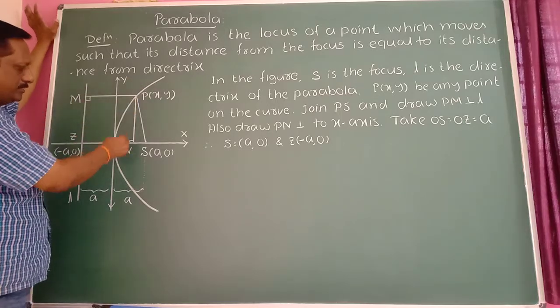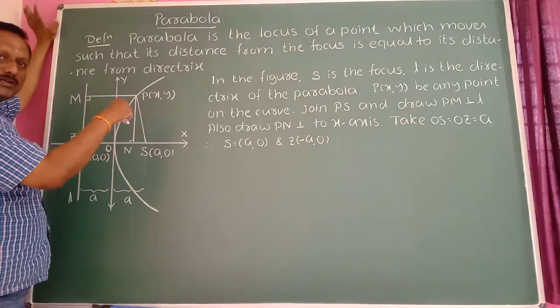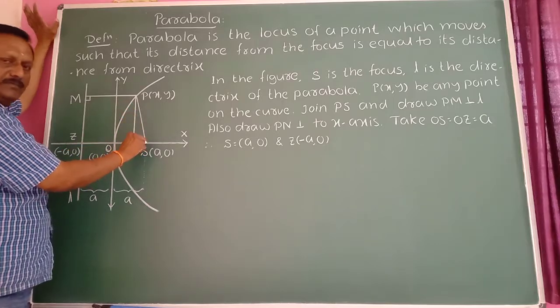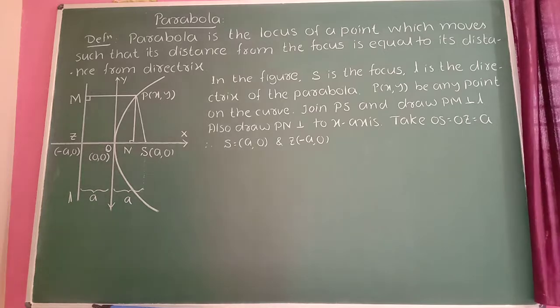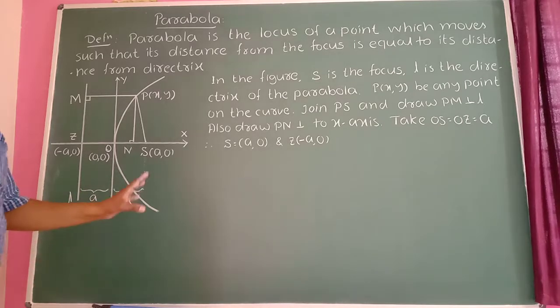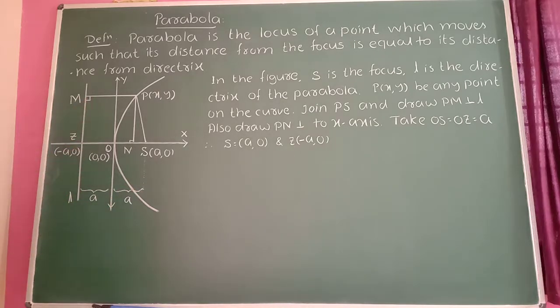Choose any point on the curve. All those points are equidistant from focus S and the directrix L. This is the definition of the parabola. So I am proving the equation of this parabola here.